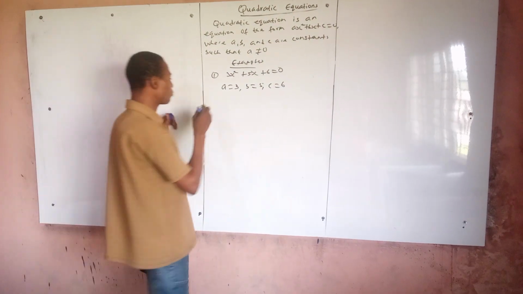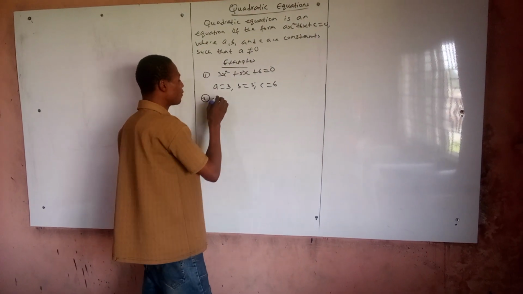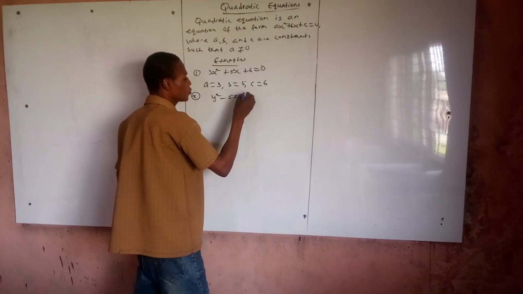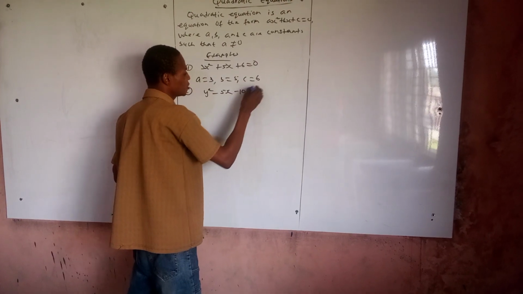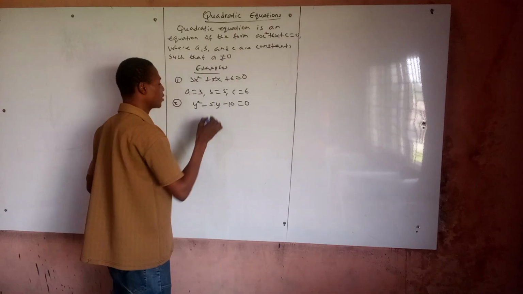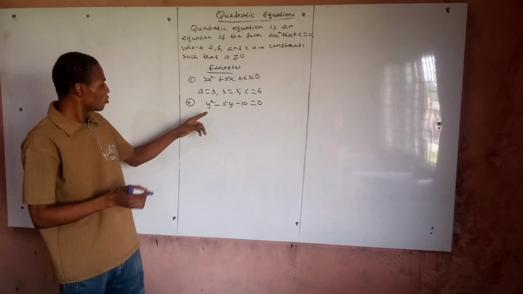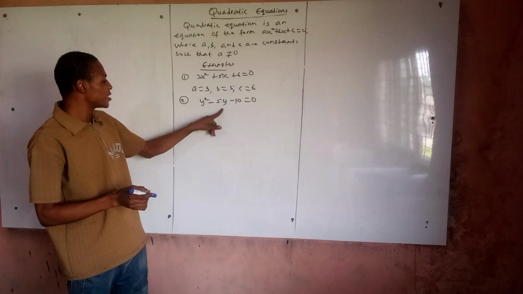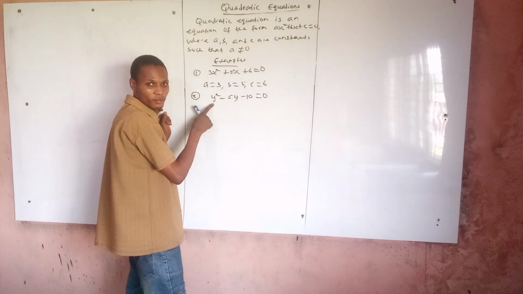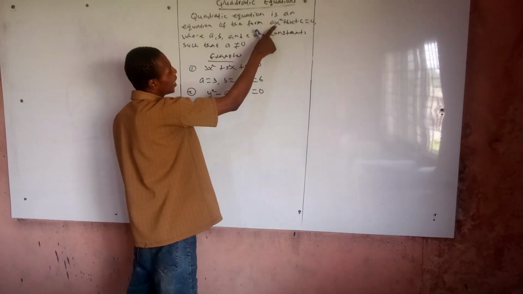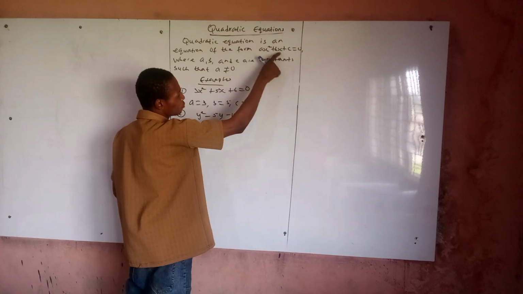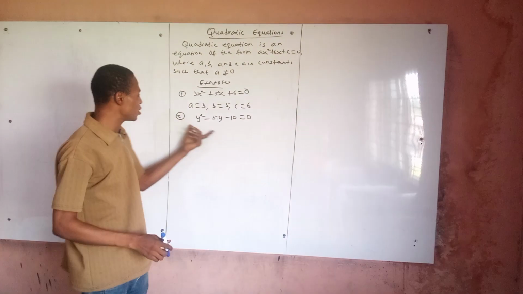Another example of a quadratic equation: let's say y squared minus 5y minus 10 equals 0. Sorry, let me use variable y throughout. So this is also a quadratic equation in terms of y, and the highest degree of this equation is in y. If you compare this and the previous one, the only difference is that this one is a quadratic equation in terms of y, while the other is in terms of x.